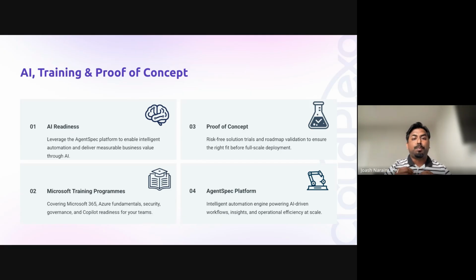So we also want to prove value before any investment is made. Every organization wants confidence before making strategic technology decisions. That's completely understandable. Rather than asking a customer to commit first, we offer a complimentary POC, or proof of concept. This allows organizations to experience solutions within their own environment, validate the business outcomes, and build a clear roadmap before moving into production. It removes the uncertainty and helps ensure every investment is backed by measurable value.